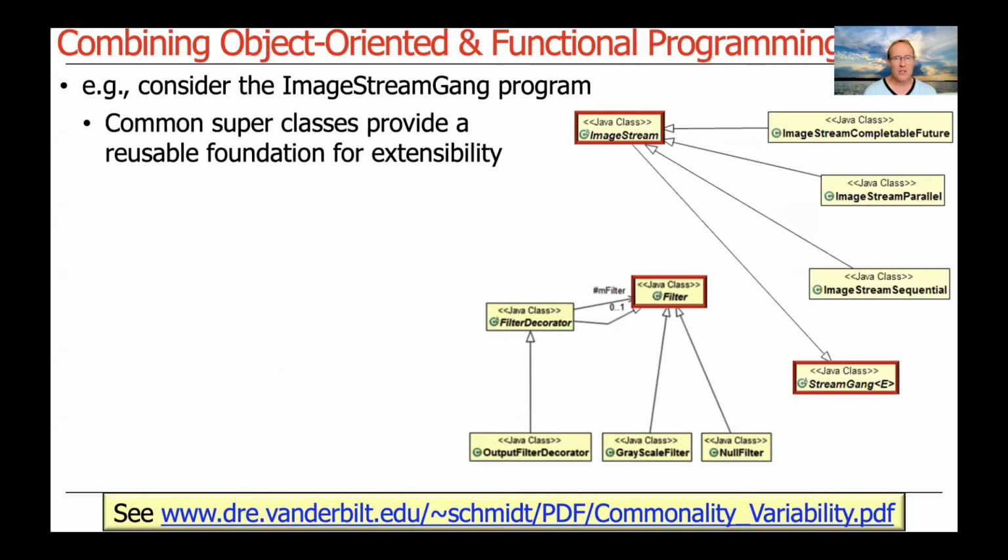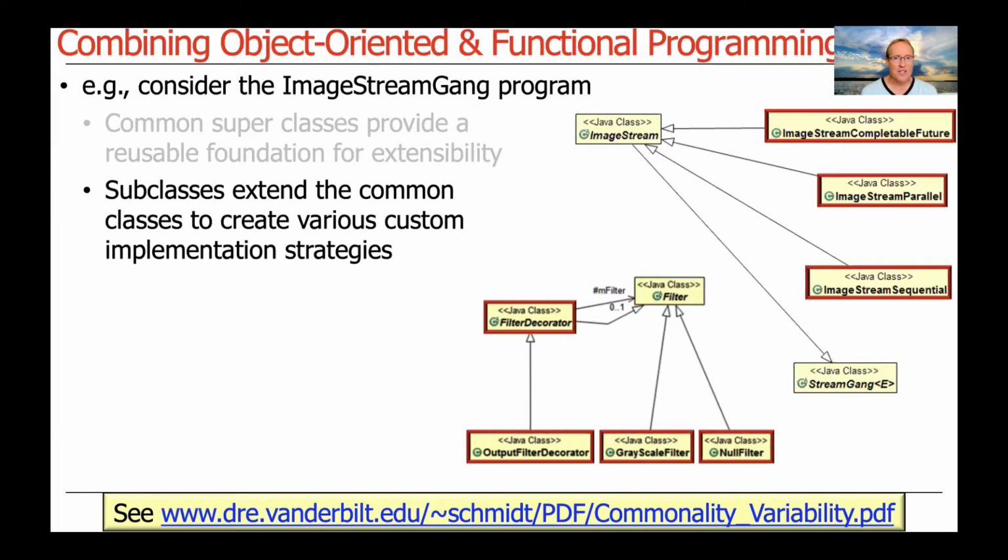And so what we see here is we have some common superclasses like image stream and stream gang and filter. And the idea of a superclass, as you're probably aware, or an interface, is to provide a foundation for extensibility that can be reused. It can be extended and customized and overridden and so on. And this leads to something called commonality and variability. I won't hold you responsible to know this concept in detail, but it's a very important concept in software architecture, and you can read more about it at the link at the bottom of the page.